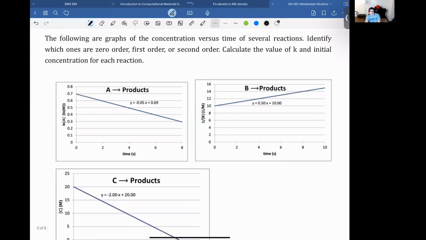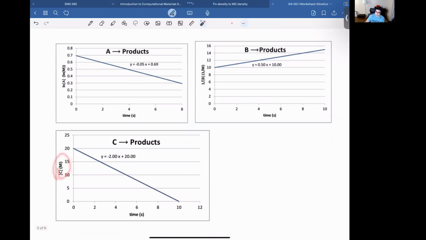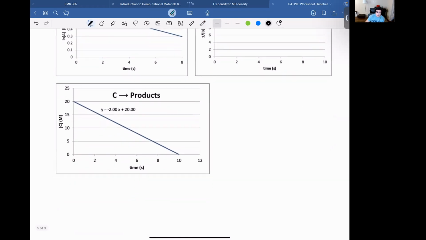So identifying these is pretty easy if you know what the integrated rate laws are, right? You know ln corresponds to a first order rate law. 1 over corresponds to a second order rate law. And then just the concentration corresponds to a 0th order rate law.